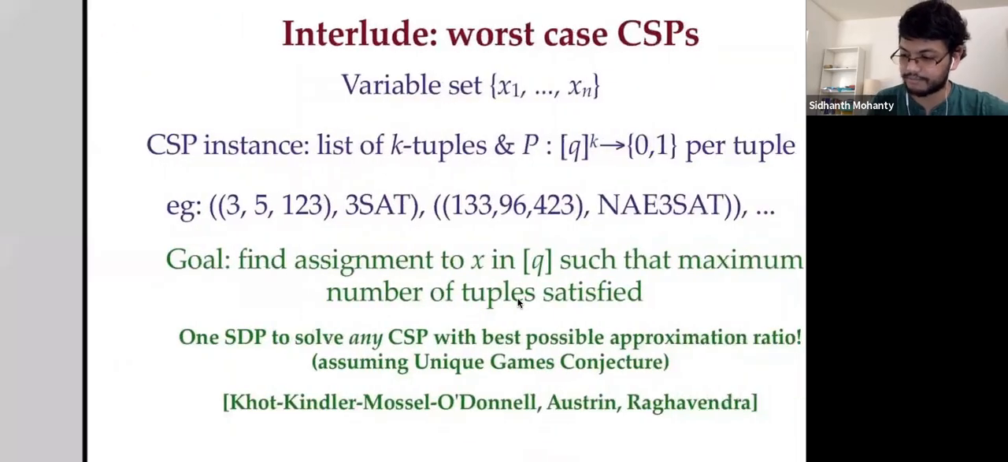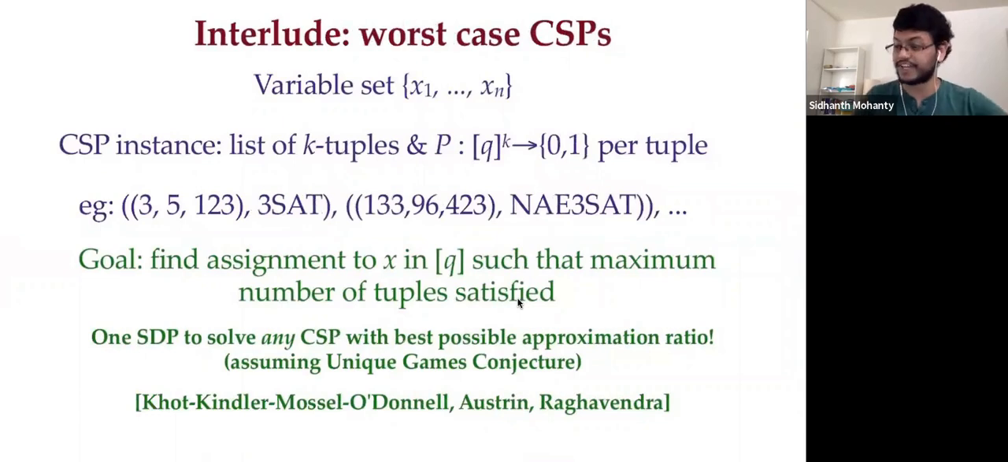And just to say what the punchline of this area of maximizing the number of tuples is, there's one algorithm based on semi-definite programming, and whatever approximation ratio this algorithm achieves, we may not be able to easily tell what it is for a given CSP, but we know this is the best approximation ratio if we assume the unique games conjecture. And this was in a line of work that culminated in a paper by Raghavendra.